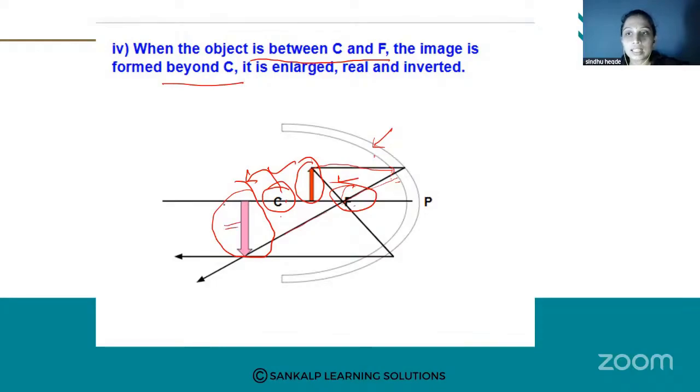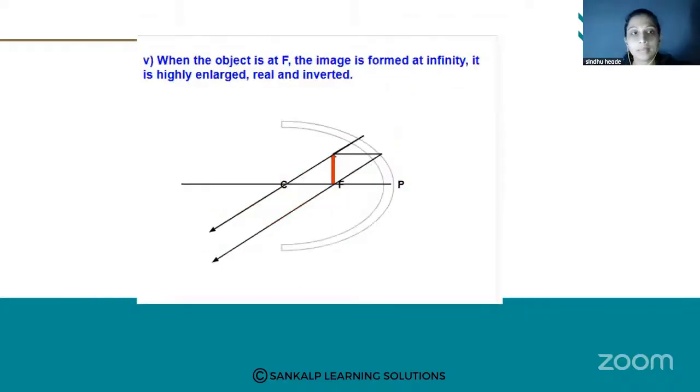Image characteristics: how does this image look? See, it is firstly an enlarged image. Enlarged is nothing but it is actually bigger in size compared to the object size. Then the second point, it is a real image. And again, the image is inverted. This is the fourth point.